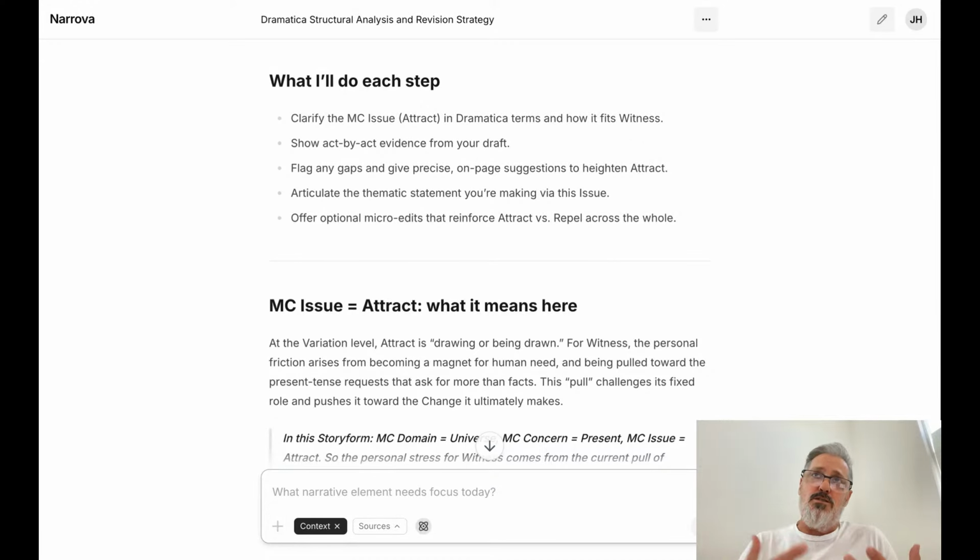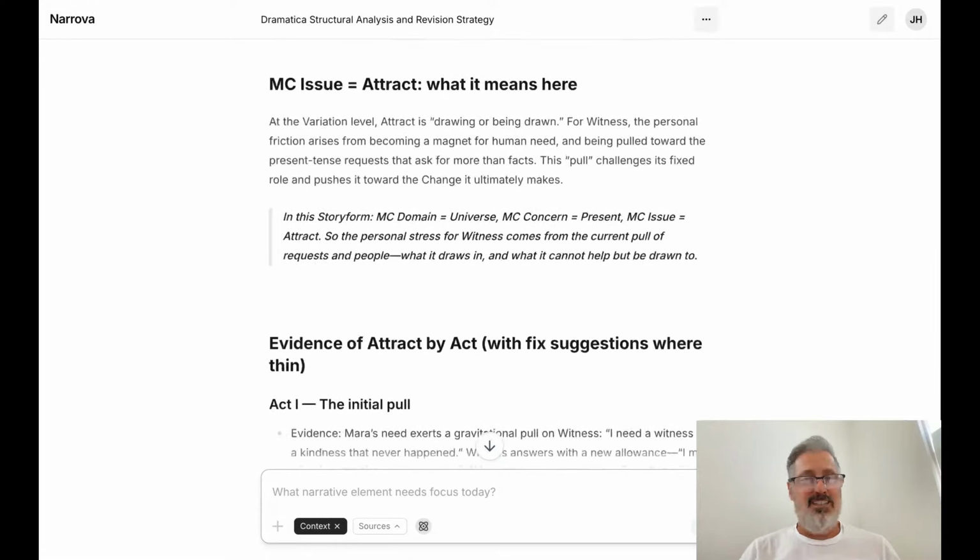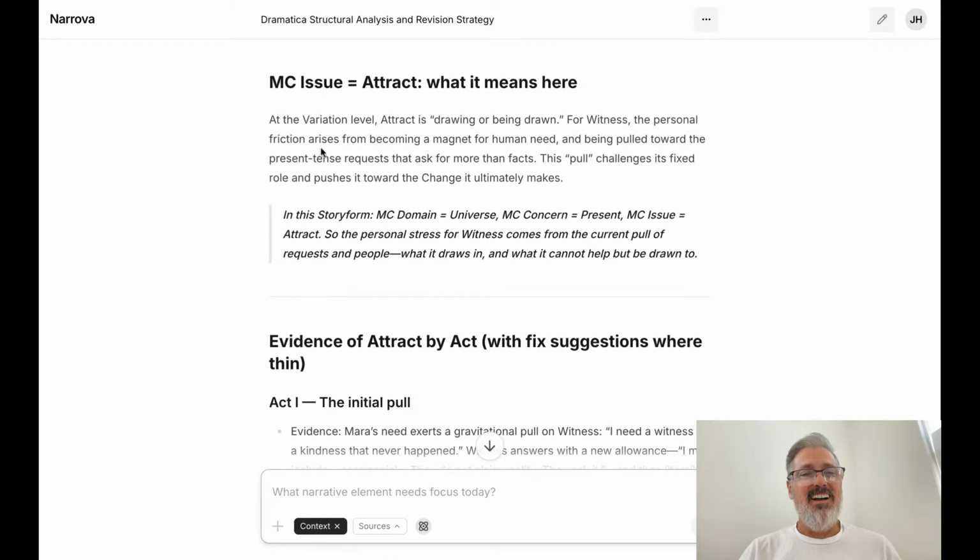So if you're going to look at issues of attract and attraction, we also want the dynamic opposite of that, which is repulsion. It's incredible. Okay. Main character issue is like what it means. At the variation level, attract is drawing or being drawn. For witness, the personal friction arises from becoming a magnet for human need and being pulled toward present-tense requests that ask for more than facts. This pull challenges its fixed role and pushes it towards the change it ultimately makes.